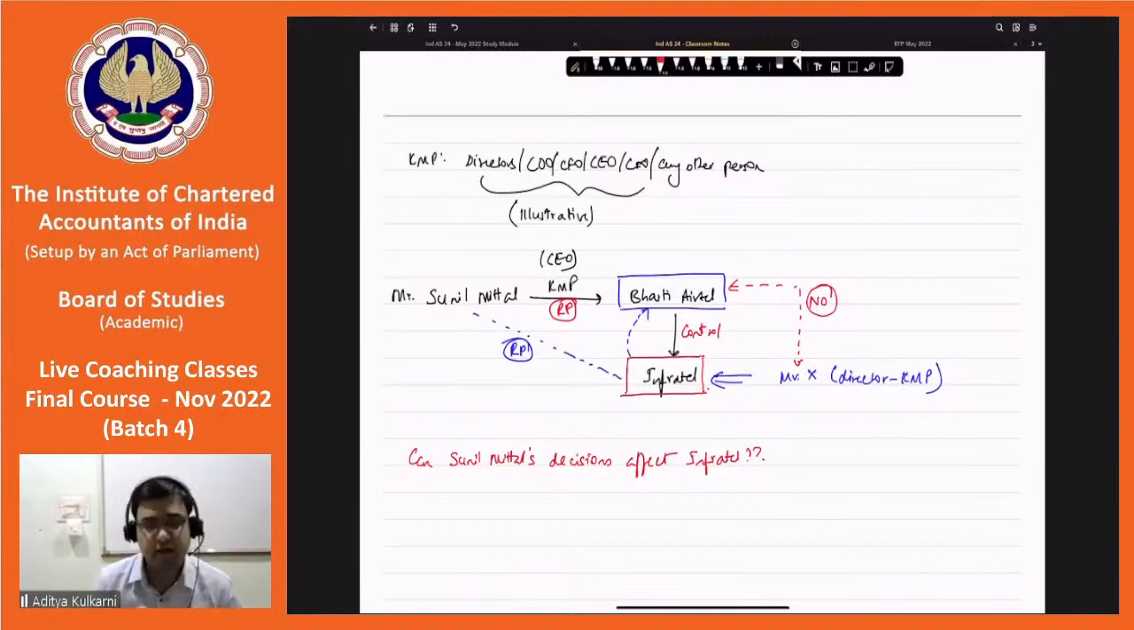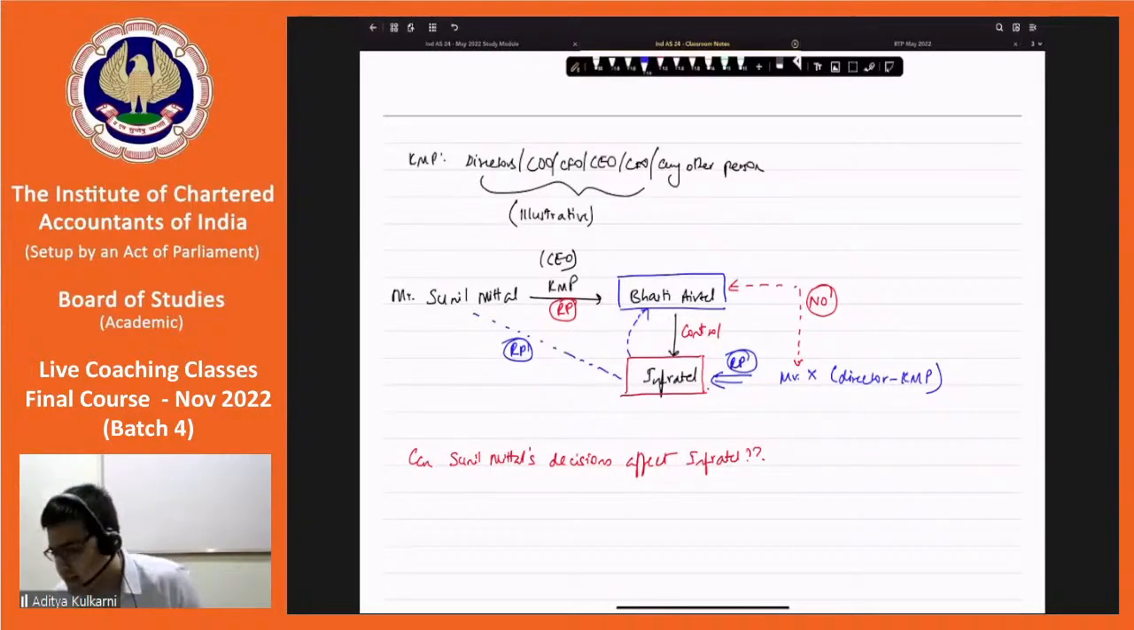So here, it is not a related party relationship between Mr. X and Bharti Airtel, but there is a related party relationship between Sunil Mittal as well as Infratel. Okay, so here there is a related party relationship. Have we understood?